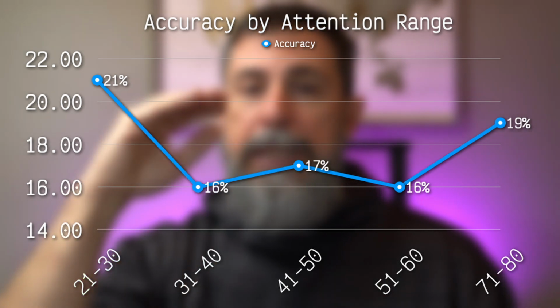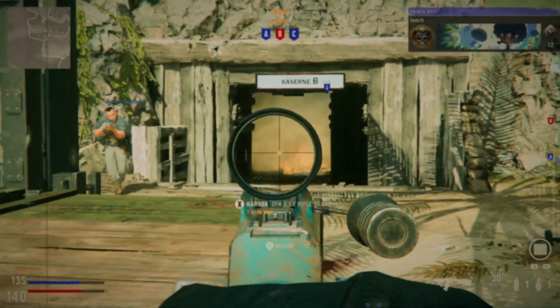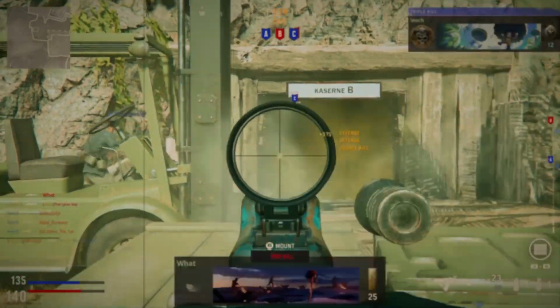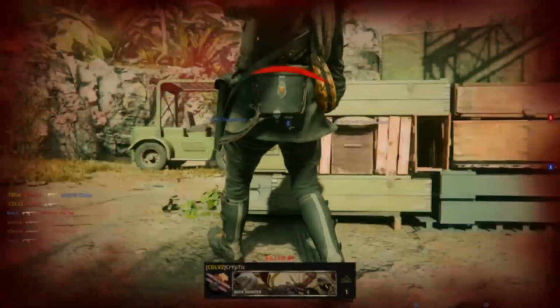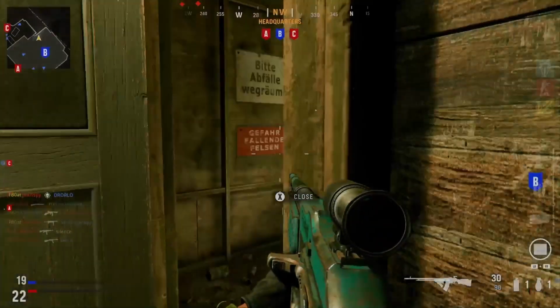Start low, peak, and then decrease. My best gaming happens when my attention is in that 41 to 50% range. If I pay more attention, I actually do worse. Very interesting stuff. So let's move on to meditation.